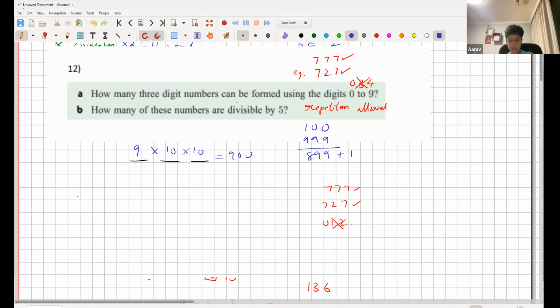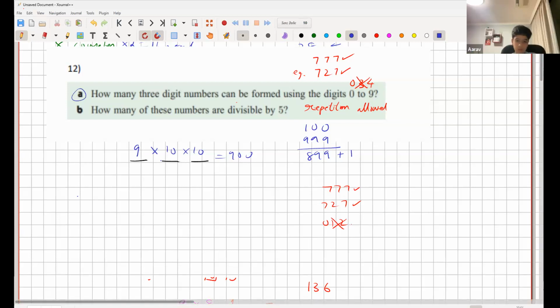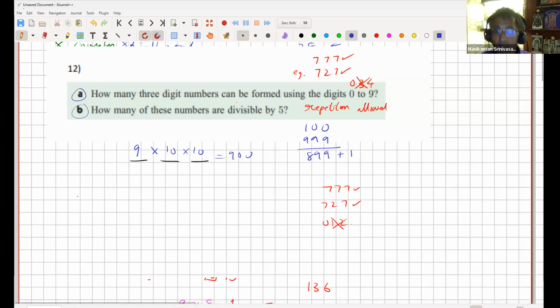So if the number ends in 7, then it's no longer divisible by 5. No longer, yeah, we're doing the A part right now. We'll come to the B part. Now, what you are saying will make sense, right?